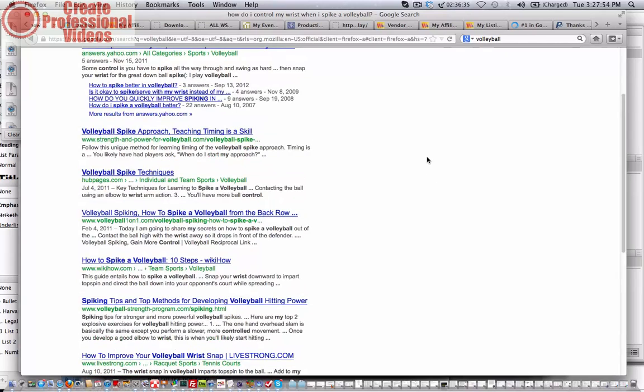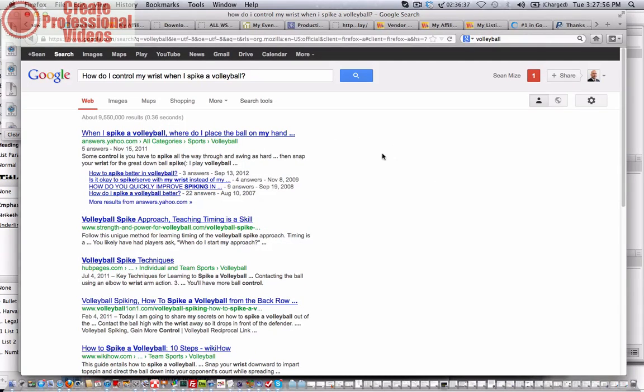Here's the thing. If we optimize for this, what do we see here? Number one, my goodness, if answers.yahoo is coming up first, you can optimize for this. You could be number one in Google just using normal techniques that I've taught you in the past, that others have taught you, just normal optimization techniques.